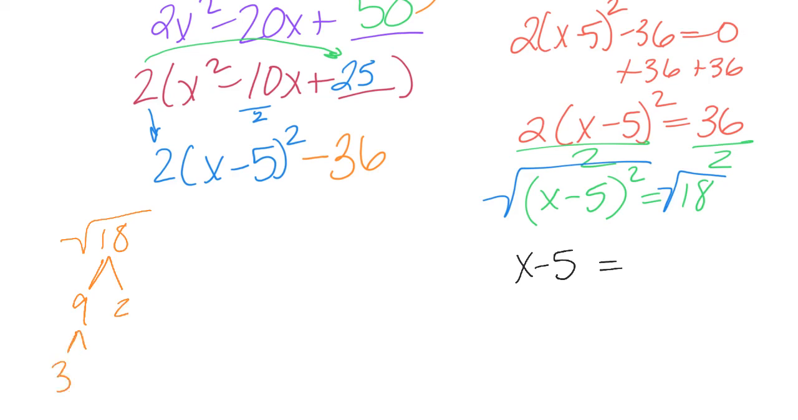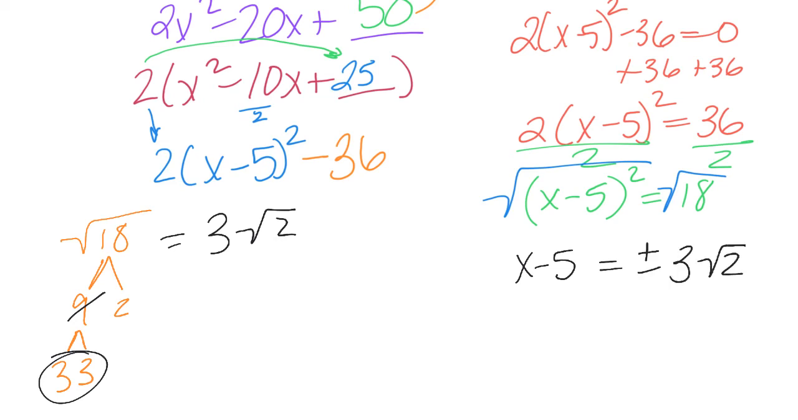9 times 2, 9 is 3 and 3. Cross out the 9 since we broke it down. We have a pair of 3's. So this becomes 3 root 2. So this equals plus or minus 3 root 2. I will say it does make your final answer just a tiny bit easier. Add 5 to both sides. And the answer is 5 plus or minus 3 root 2.